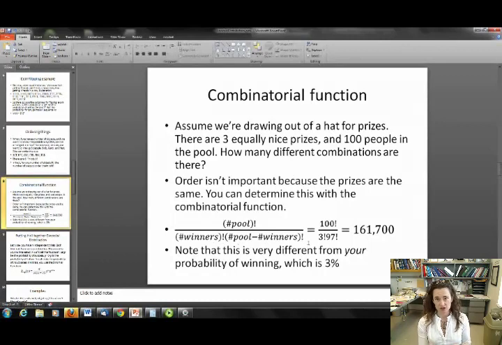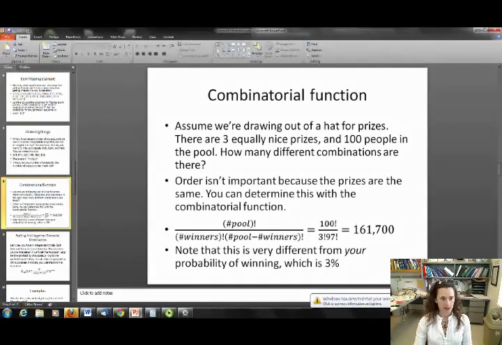So for our particular example, the number of people in the pool is 100, so it's 100 factorial divided by, there's 3 winners, 3 factorial times 97 factorial. Okay, and if you solve that for our particular problem, then you get 161,700 possible combinations of names that are drawn out. Note that this is very different from your probability of winning, which would be 3%. Okay, this is just the combinatorial function, which tells you the number of possible outcomes for that draw, if that makes sense.